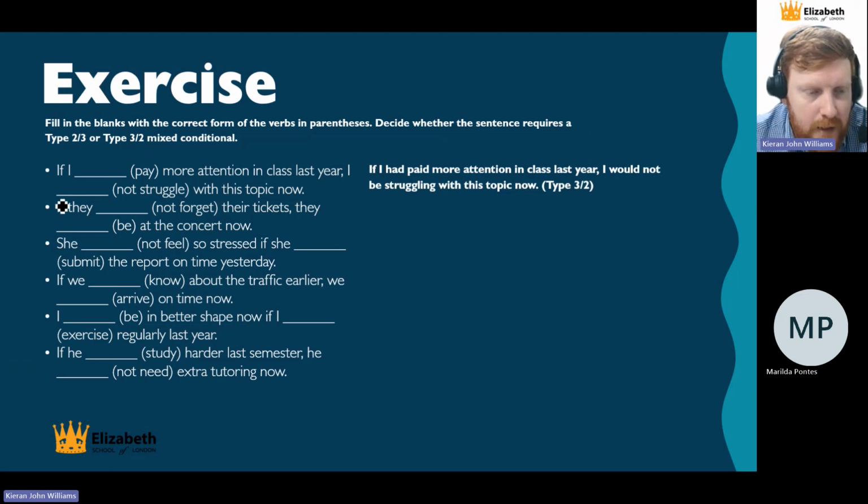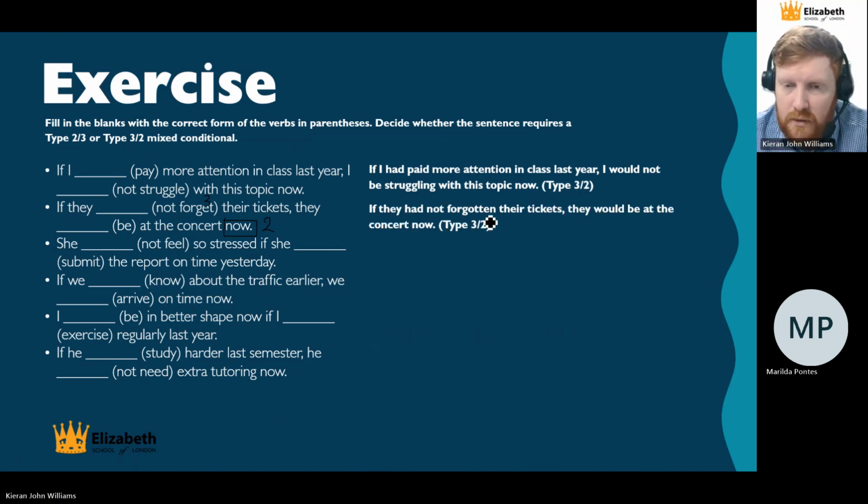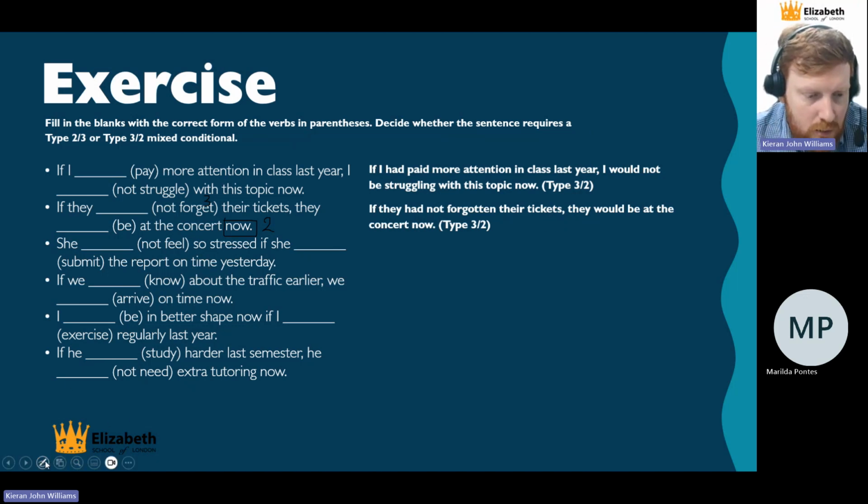All right. If we look at the second sentence here, the first part of the sentence doesn't really help us, but the second part of the sentence helps us because it tells us about now. So that means that is the present second conditional. So the first part of the sentence must be third. So it's very similar to this first example. So it would be, if they hadn't forgotten their tickets, they would be at the concert now. And that's our sentence there.